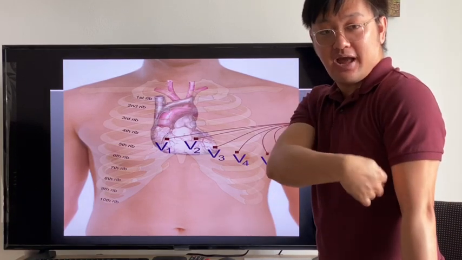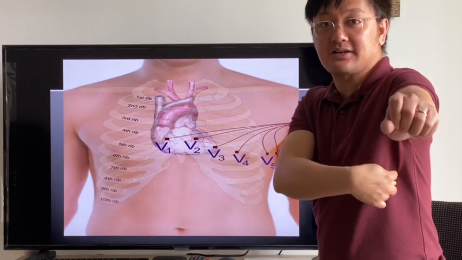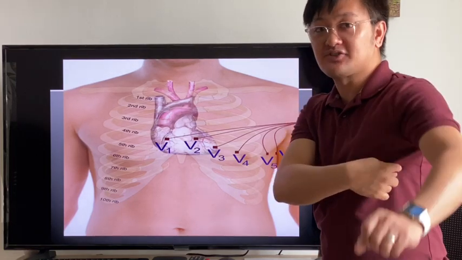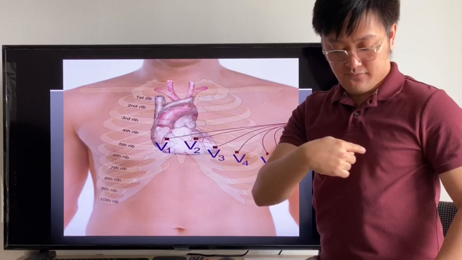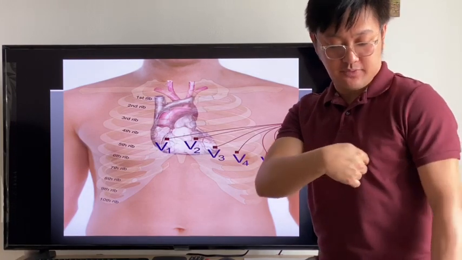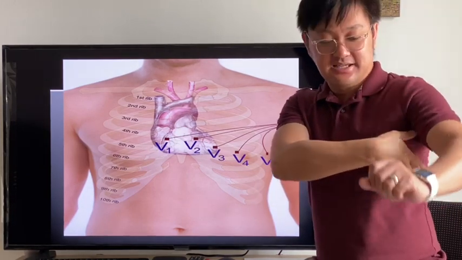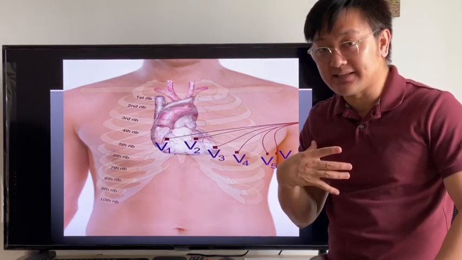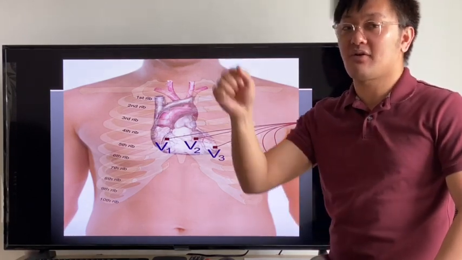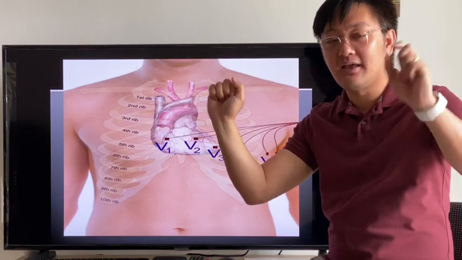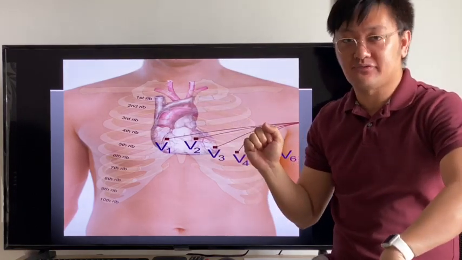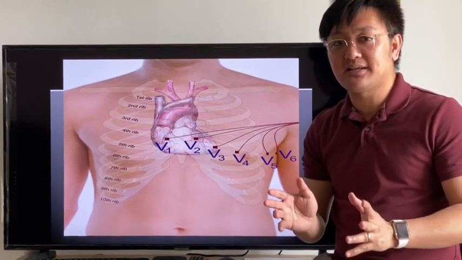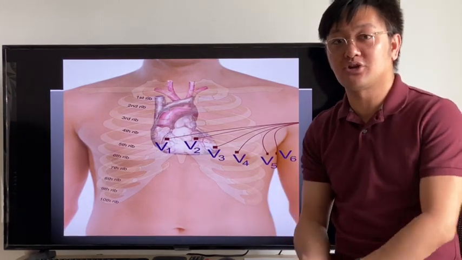It's anterior axillary, mid axillary line. Okay, so this is where you place your V6. So again, V1, V2, V4, V3, V5, V6. This will be the placement of your precordial lead or your chest leads. For your limb leads, you have your AVR, AVL, AVF is placed on the left foot, and on the right foot is your ground. Correct placement is essential to have more accurate tracing.